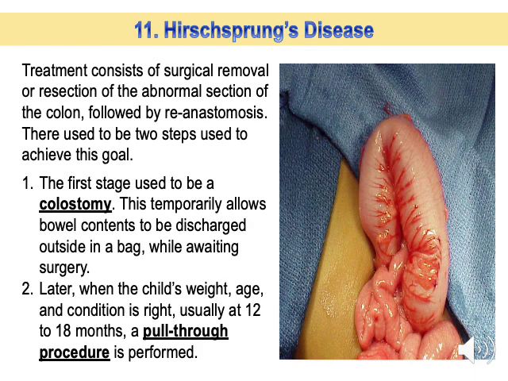Later on, when the child's weight, age, and condition are right, usually at 12 to 18 months, a pull-through procedure is performed. This procedure involves dissection and removal of the affected intestine with anastomosis or connecting of the involved bowel. This will correct the condition.